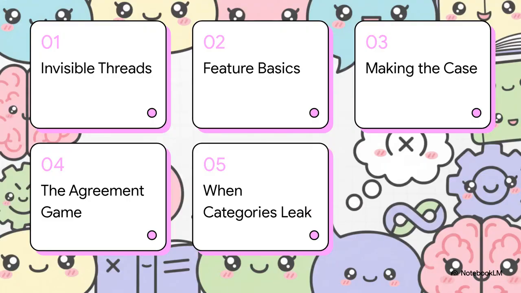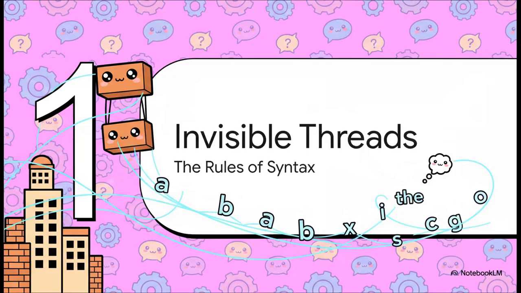Here is our roadmap for today. We'll be hitting 1. Invisible threads. 2. Feature basics. 3. Making the case. 4. The agreement game. And finally, 5. When categories leak. Okay, let's dive right into this. Starting off with section 1, invisible threads, the rules of syntax.